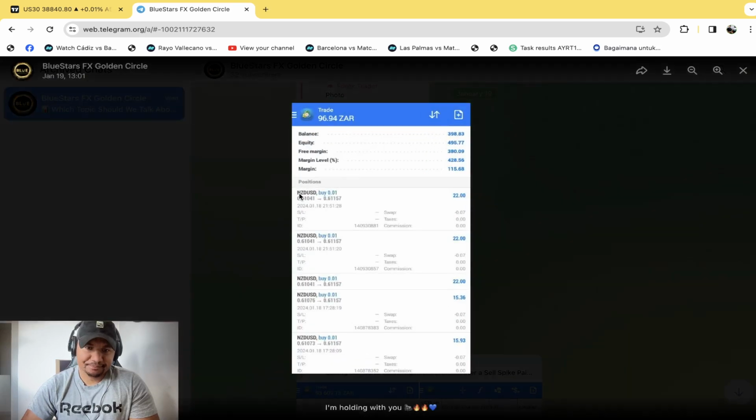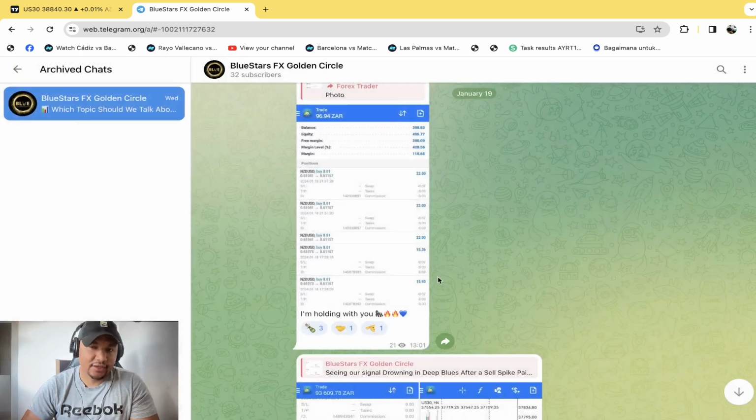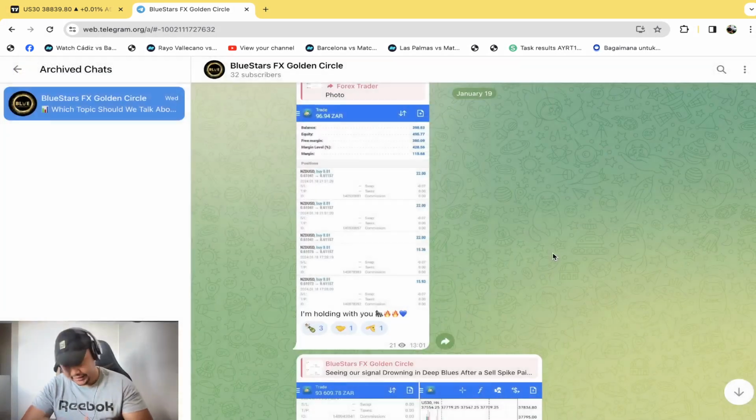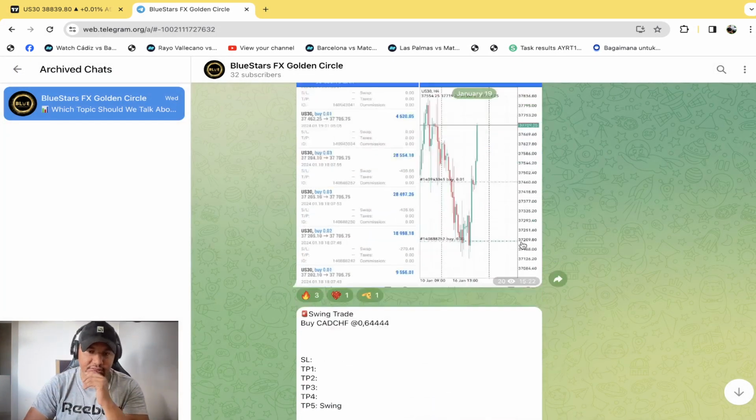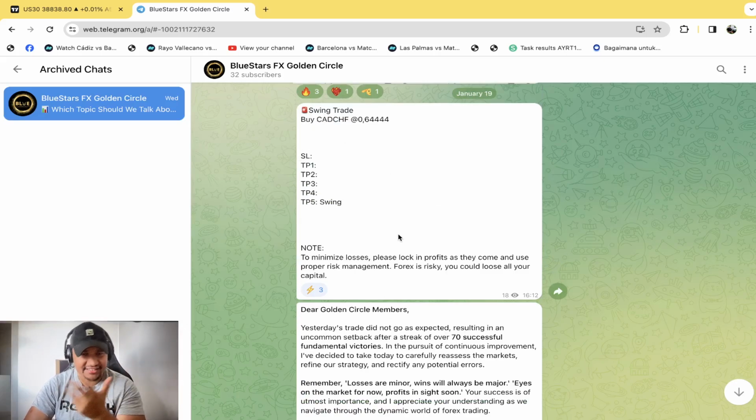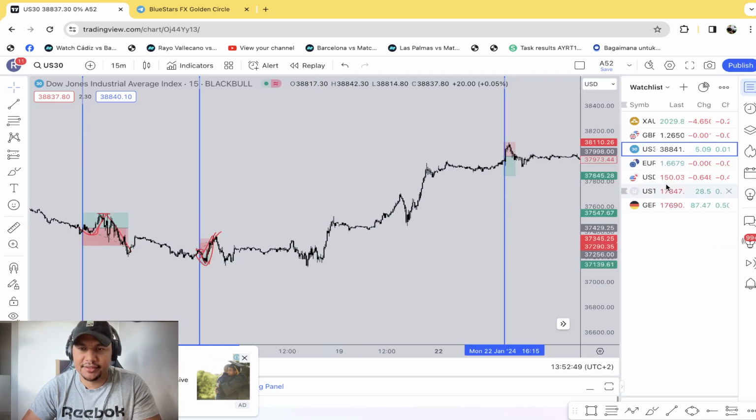Again, here we have that NZD trade. Now, I don't know if anybody, again, it wasn't sent as a signal, right? But this for me is a signal. Well, not in that format, but you know what I mean, right?